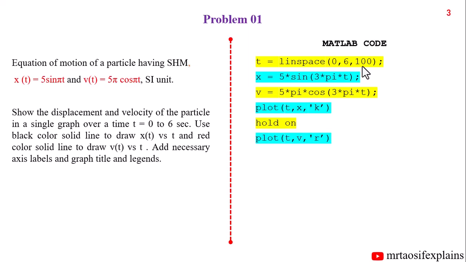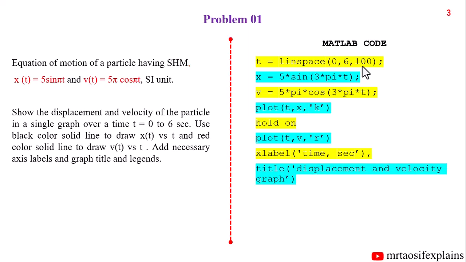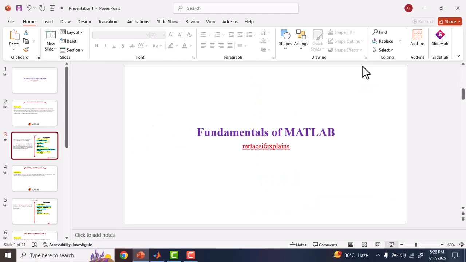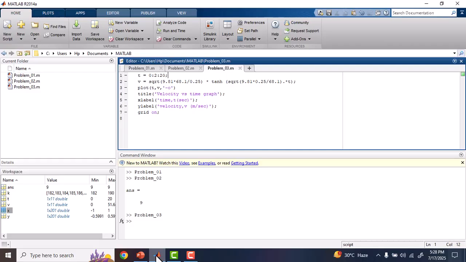So we have given another plot, that is time and velocity, and the graph color will be red. Then we have added x label. I forgot to add y label. Then we will add title and we will add legend. One is for the displacement graph, another one is for the velocity graph. As simple as it is. So we'll see it in MATLAB.